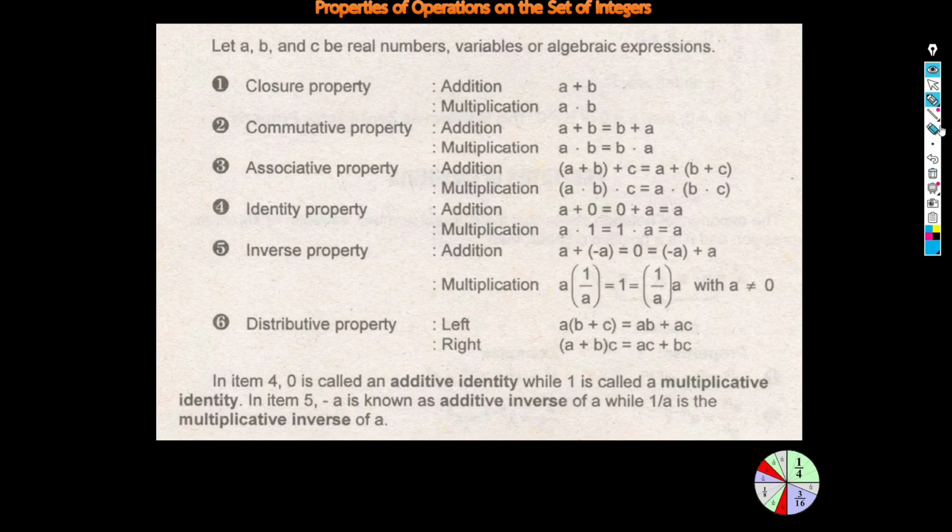Now for the associative property, the keyword here is associate, or make a group. You form a group, combine together. So for example, in addition, A plus B closed in parentheses, plus C, is equal to A plus B plus C with B plus C in parentheses.